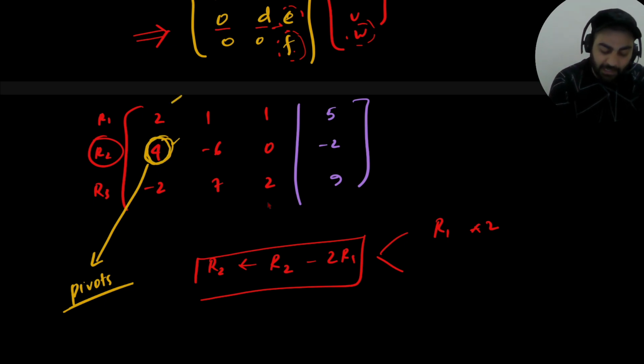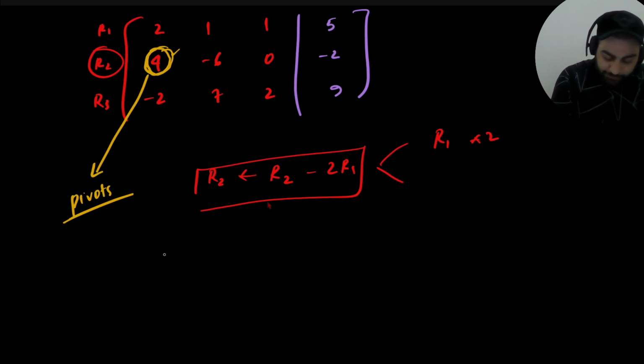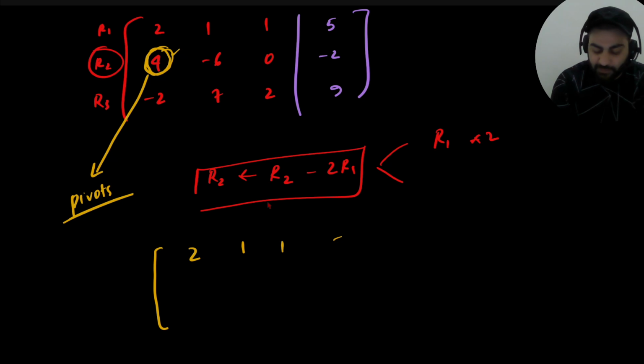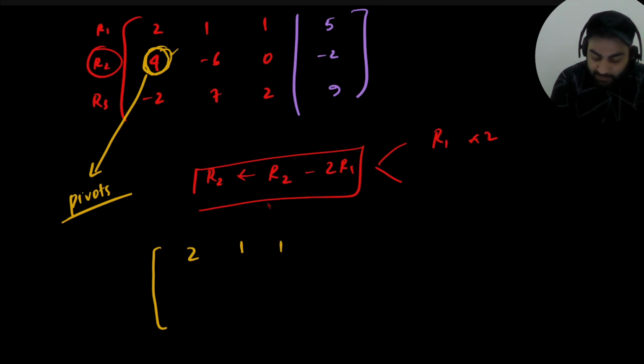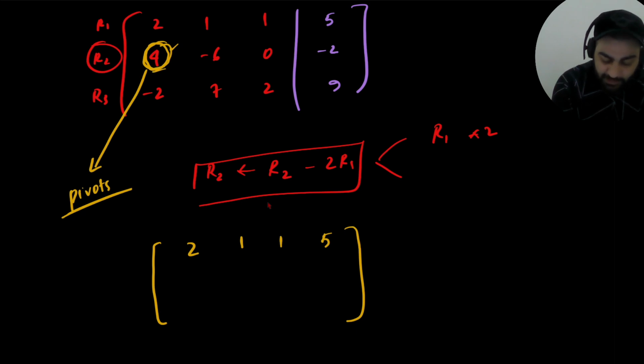If I had 4 in here, I would have just subtracted the equation, but it is 2. So I'll multiply the whole equation with 2. So this will become 4, this will become 2. R1, here 2, 1, 1, and 5, will remain unchanged. This 5 is the answer. R1 is unchanged because we did nothing to R1. The first equation we did nothing to. But to the second equation, we subtracted twice R1. So basically here it will become 0.